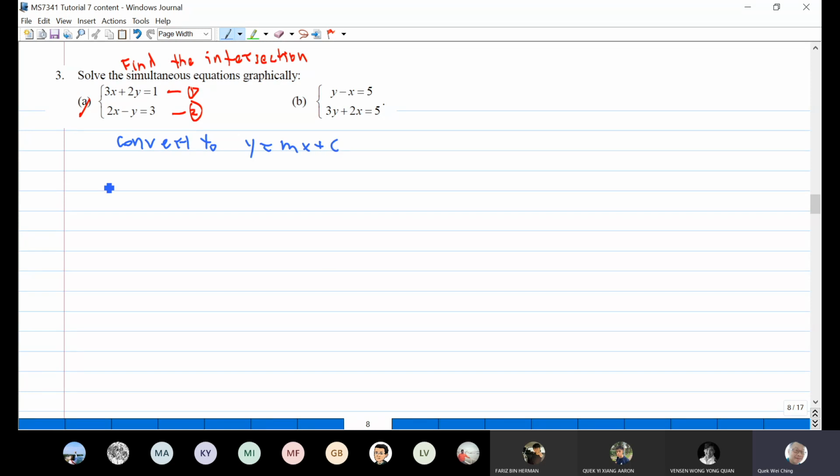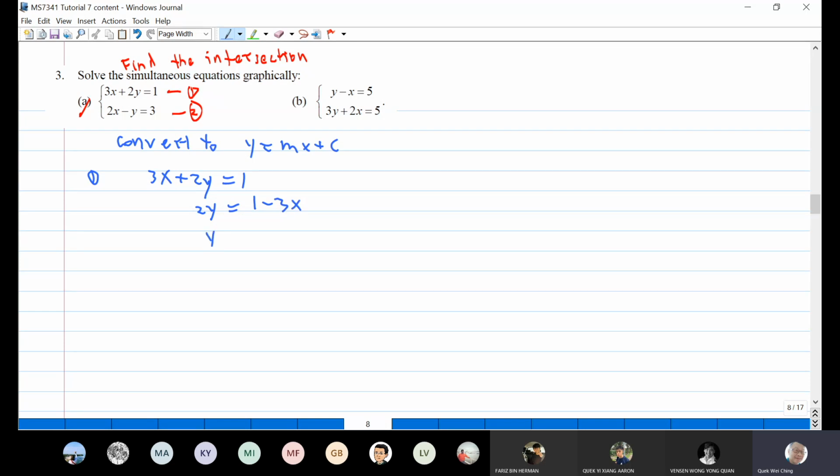So the first equation, you have 3x plus 2y equal to 1. So from there, 2y equal to 1 minus 3x here.